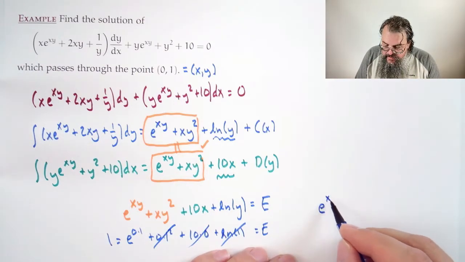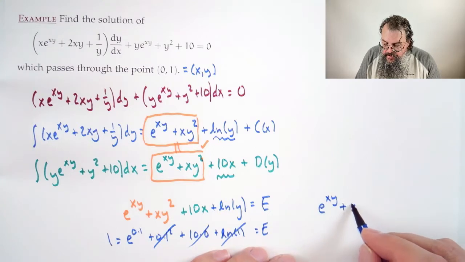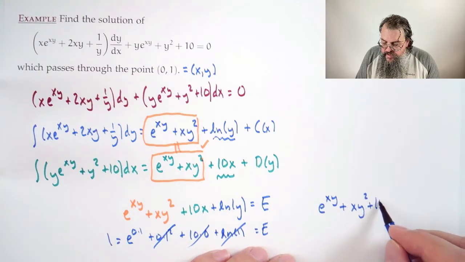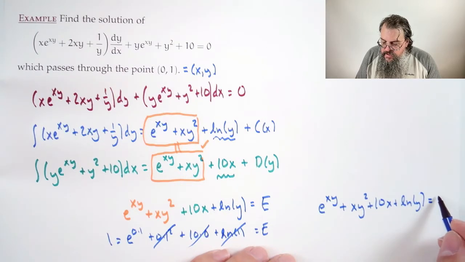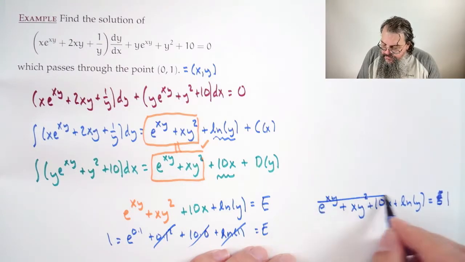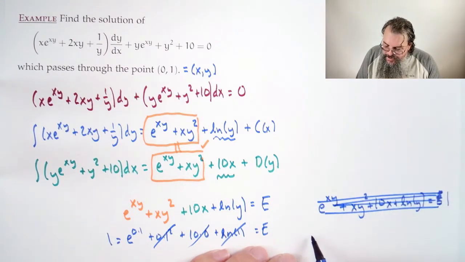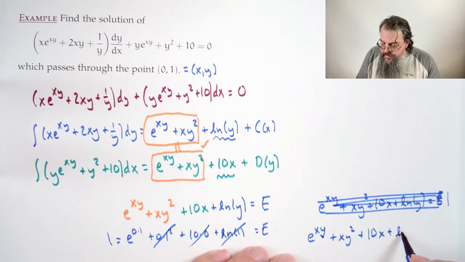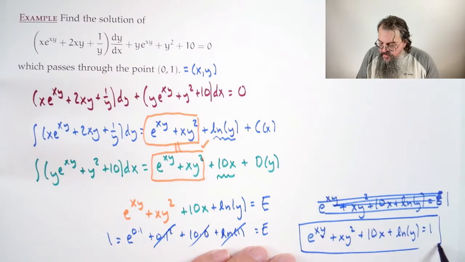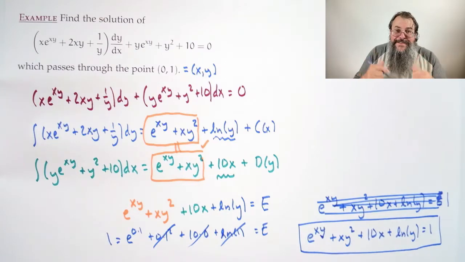So our final answer, e to the xy plus xy squared plus 10x plus log of y is equal to 1. All right. We'll rewrite that. Why not? I was just so excited from copying. A lot of differential equations becomes copying. But of course, a lot of mistakes are, whoops, you didn't copy it right. Well, there we go. Equals 1. Life is good.